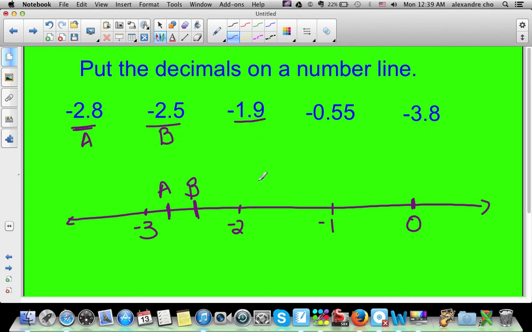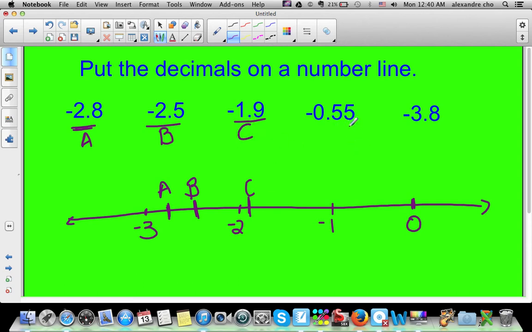Negative 1.9, and here's where I know there's going to be a confusion. Some of you are going to put it on this side, some on this side, to the right of the 2 or to the left of the 2. Well, start at 0, guys, and start walking. Your numbers are increasing. Negative 1, negative 1.1, 1.2, 1.3, 1.4, 1.5, 1.6, 1.7, 1.8, 1.9 would fall right about here. That's a C.